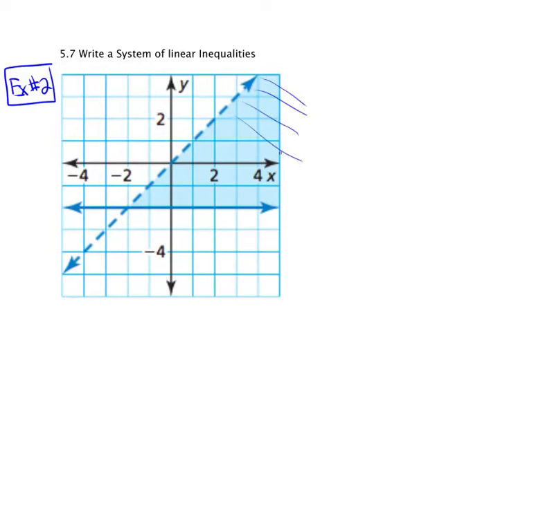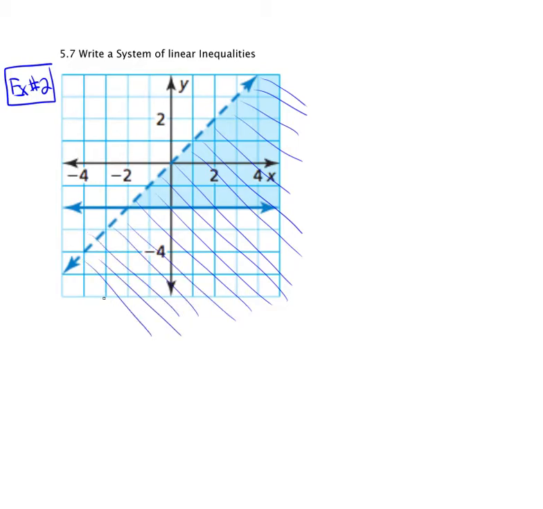So our shading is all on this side. And I'm going to keep going because it's all on this side. Now remember, it's a system. So this shading is not, the solution is not just one of them, it is both of them. So now let's take a look at this horizontal line. And that shading will be this one up here on the top side of that.